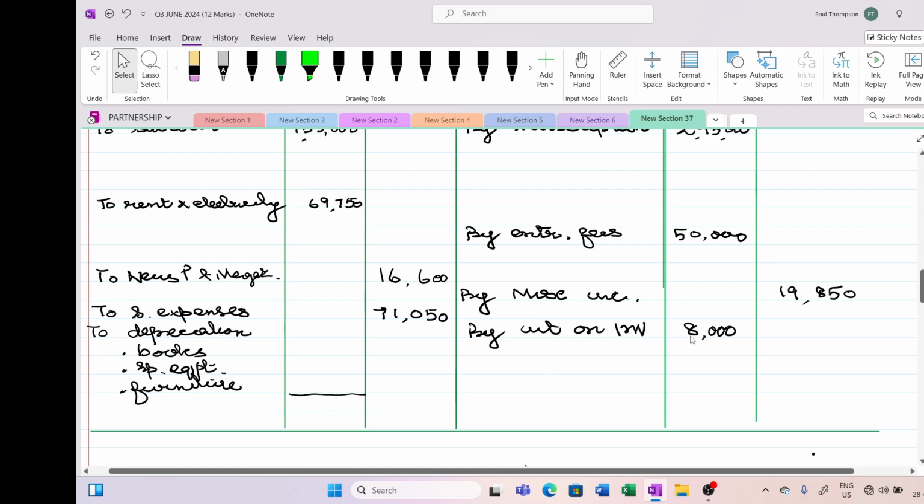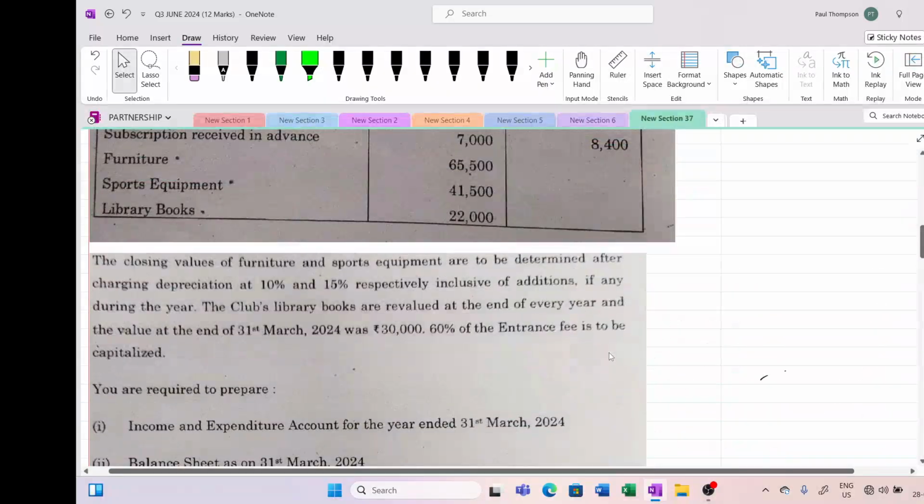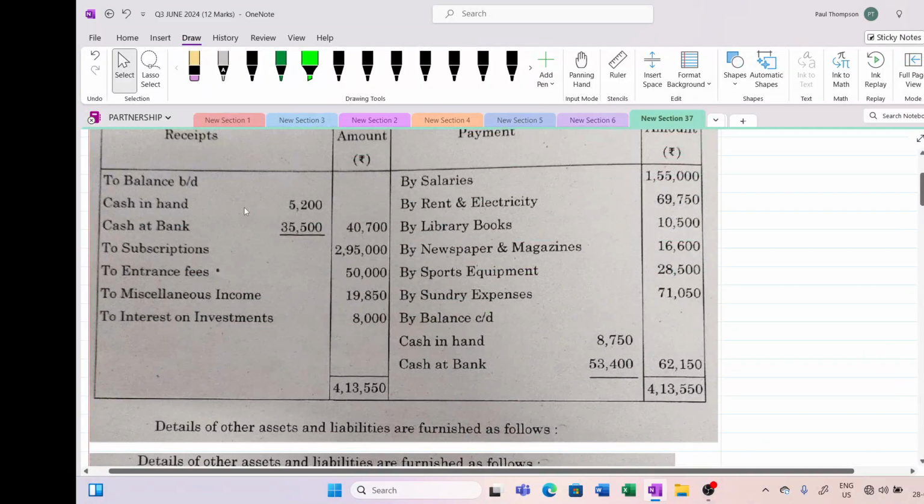By interest on investment, we have to check how much investment, what is the rate, whether we have received the total interest or not. Any interest accrued, we have to add. So for that adjustment we keep it inside. So what I have done, we have posted all these items into the corresponding accounts.